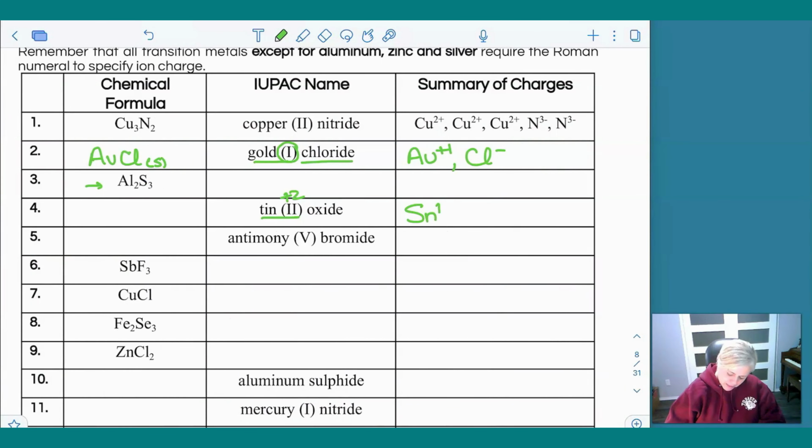Tin +2 will combine with oxide, which is oxygen. Oxygen is a -2. So when tin uses +2, it's going to bond in that 1-to-1 ratio. And we would write it simply as SnO. If we were using the +4, +4 would bond differently. There would have to be 2 oxygens to bond with it. So that becomes a different ratio. So that's the thought process here.